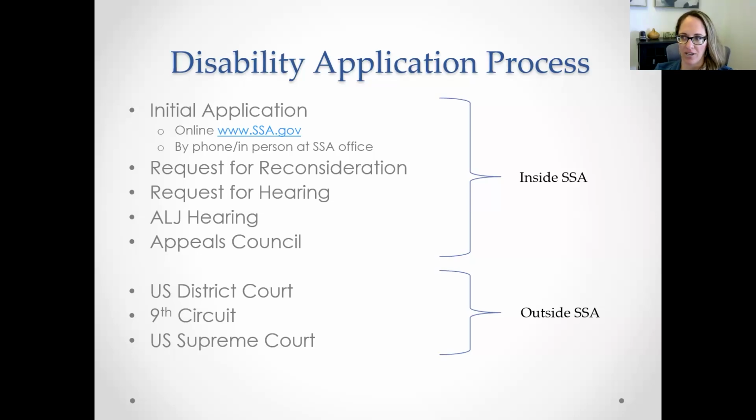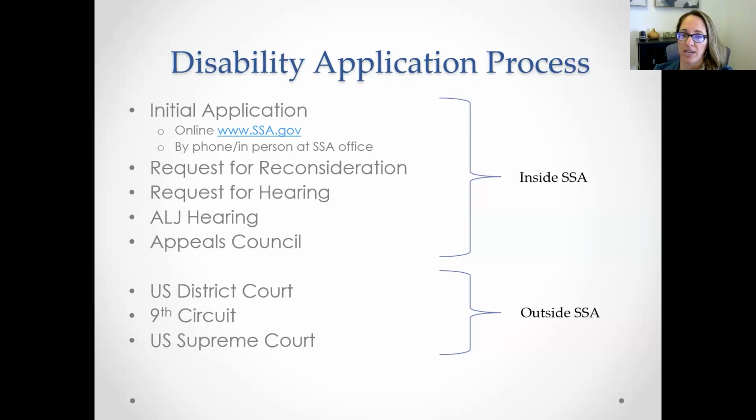You can call 1-800-772-1213. That's anywhere in the United States. You can call that number and ask to set an appointment to do the application process over the phone, and they'll walk you through it and get it all processed for you, usually within 2 weeks or so when you call them. So you do the initial application.